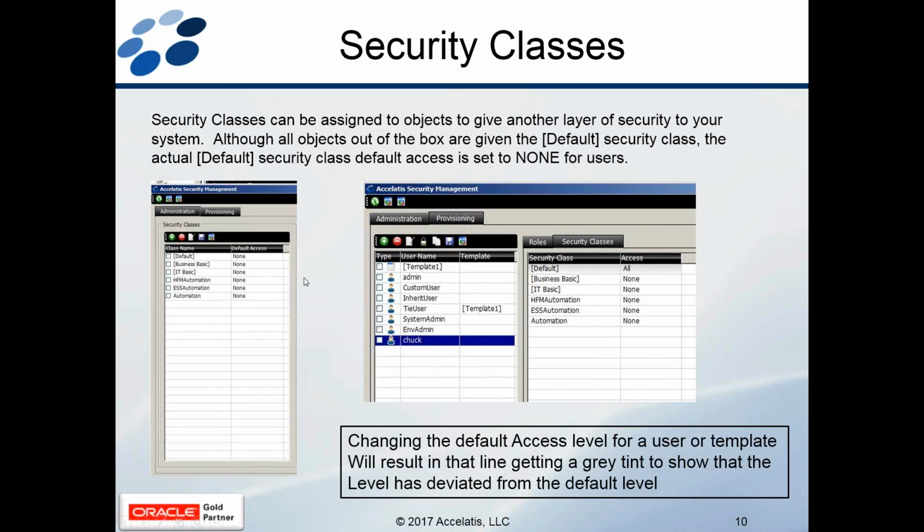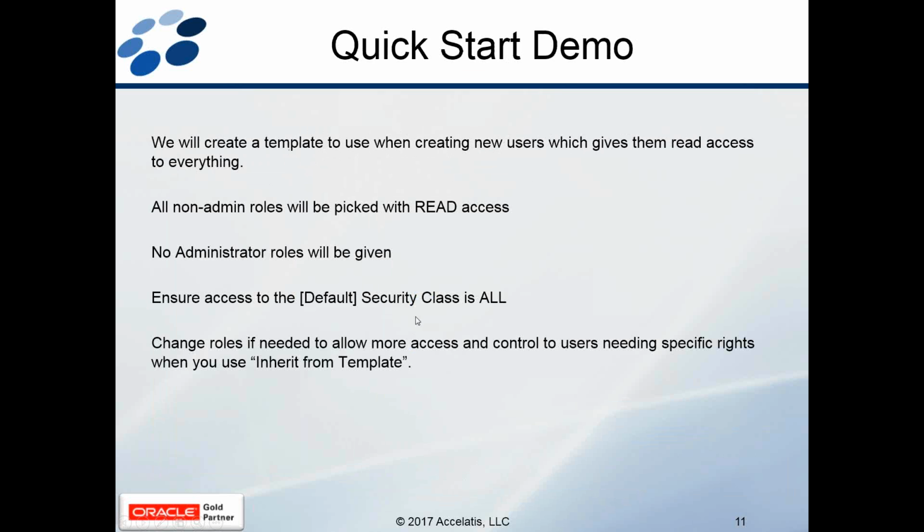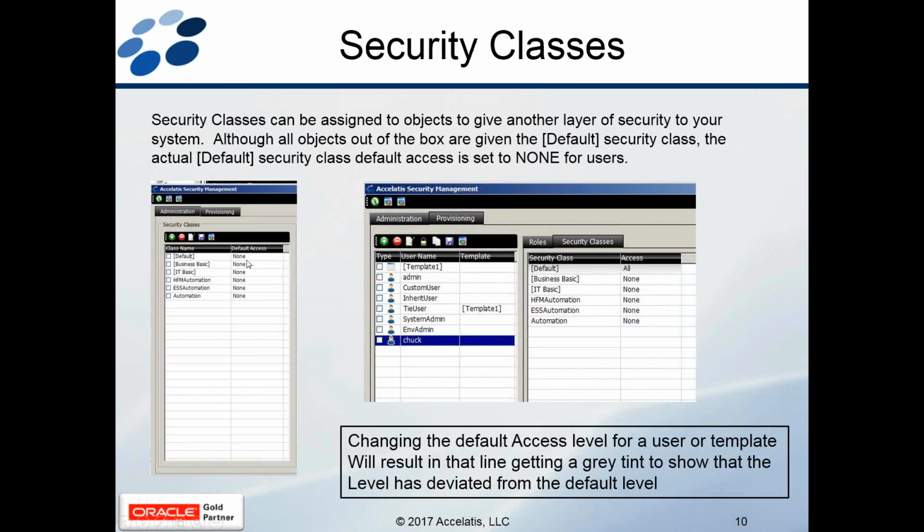So if you remember in that first screen, when you open up the Security Manager UI, you get a list of security classes. And if you were to click on the provisioning tab and you highlight a user and you go to security classes, you see that user's access to the security classes. What I wanted to show you here was that the default access all the way to the left is none, right? So you can see default is none. But in this case, I have given this user all access to the default. And what happens is it gives it a little bit of a gray tint to that line. And I don't know if you can see that on the screen or not, but it's a quick way to see if a user has other than the default access. And we'll show you that as well.